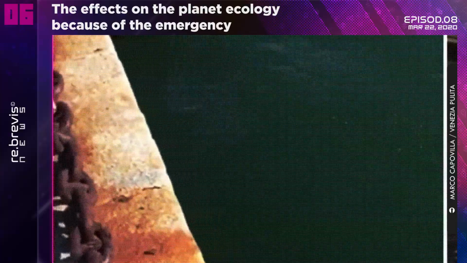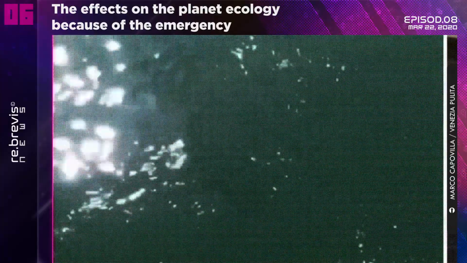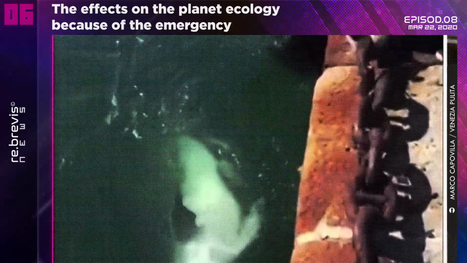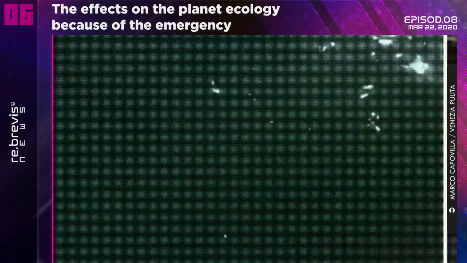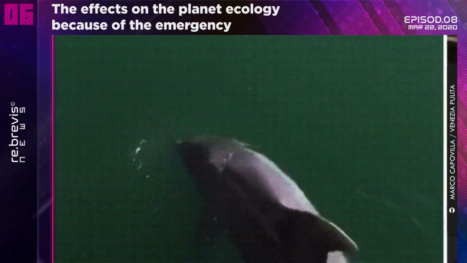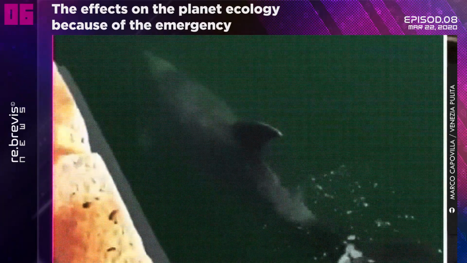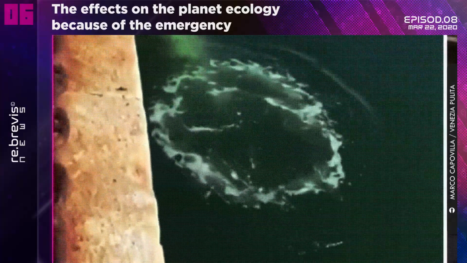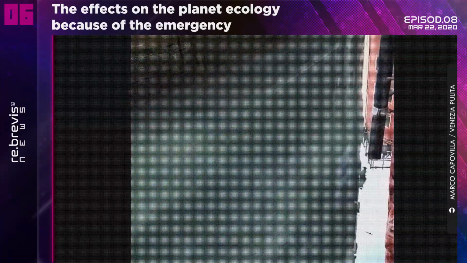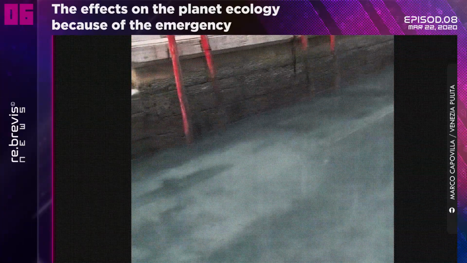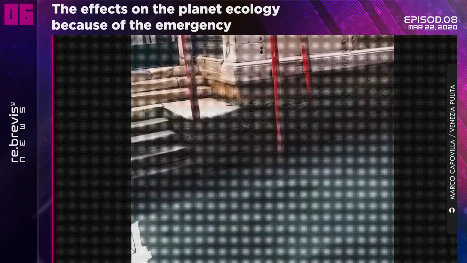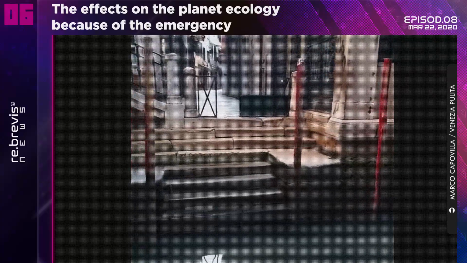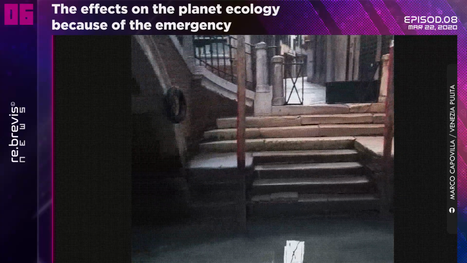The effects on the planet's ecology because of the emergency. Wildlife that typically kept away from the Italian coast and Venice canals appears to have returned, thanks to a lack of tourism and docking cruise ships. A collage shows footage of 2 dolphins swimming in an Italian port, as well as Venice canal waters running clear for the first time in a long time, thanks to a decrease in water vehicle pollution. In Venice, the often murky canals recently began to get clearer, with fish visible in the water below.